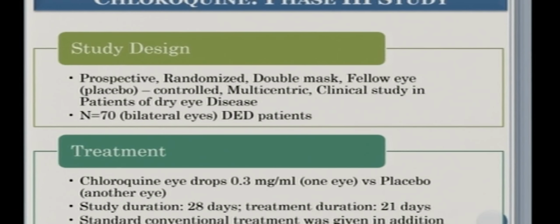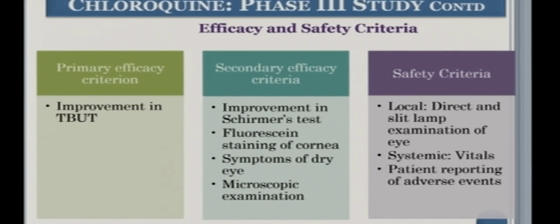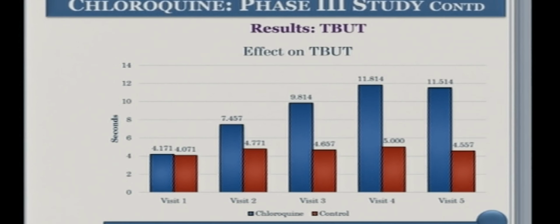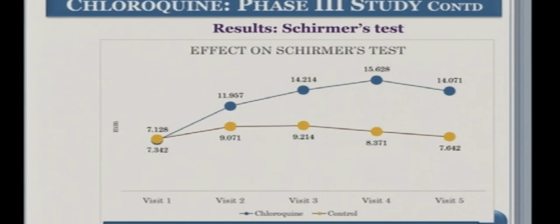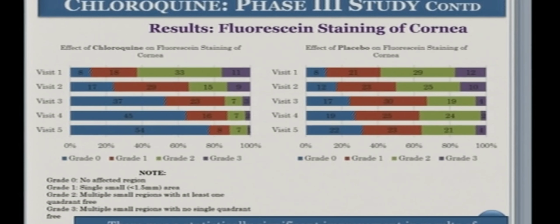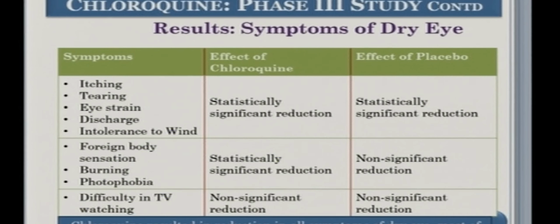Then they did the efficacy study, and they found improvement in Schirmer's test. There was a good improvement in breakup time. The fluorescein staining of the cornea was reduced with the use of chloroquine. The symptoms of dry eye were reduced.